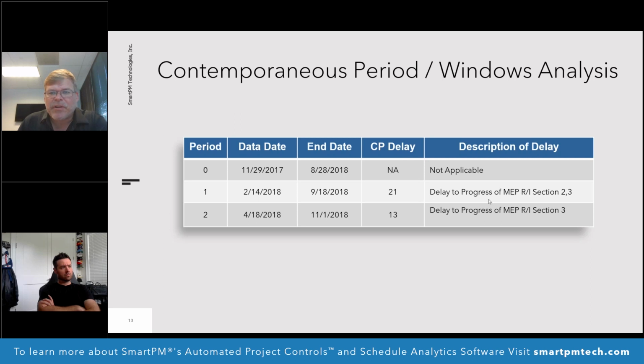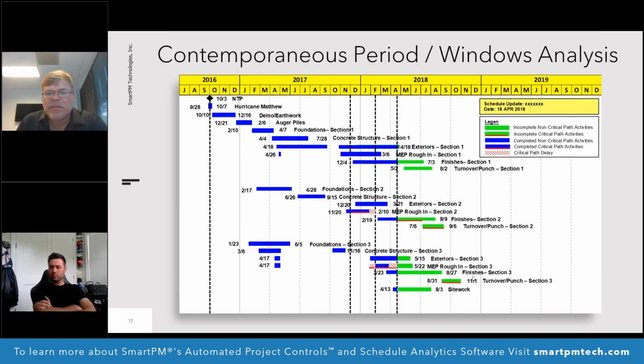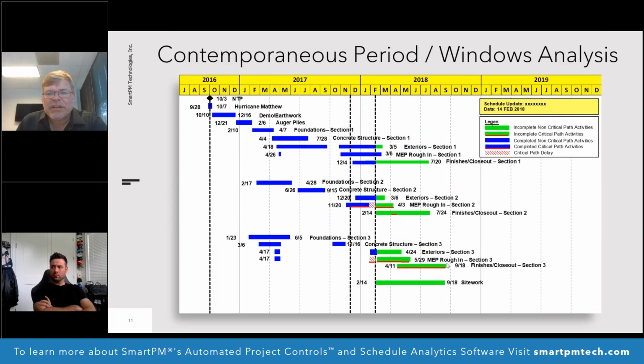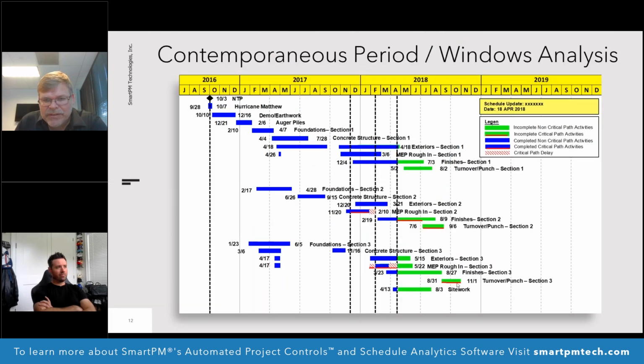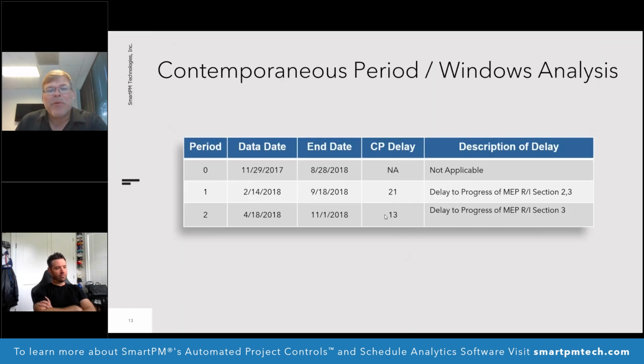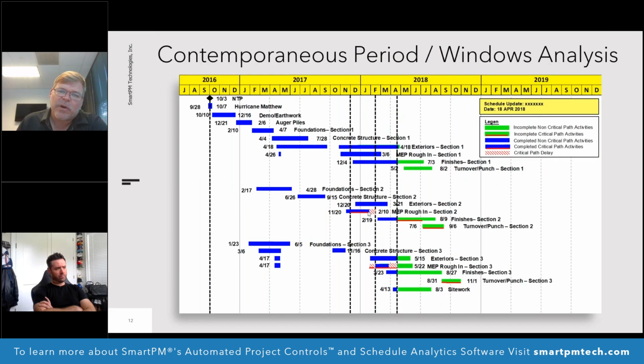Period 1, we see delayed progress of MEP rough in section 2 and section 3. Next one, we see delayed progress of MEP rough in section 3. We quantify that delay. We see that this went from 9/18 to 11/1, which was, I got the math wrong. I think this is actually supposed to be, sorry, I got the math wrong. This should be 43 days on top. So my apologies on getting that math wrong, but that's an example of how you would create a delay table, and then you would root it back to what the historical critical path was in that period.